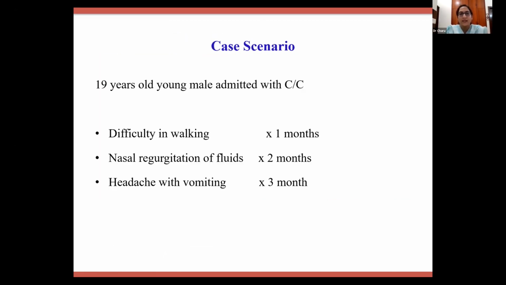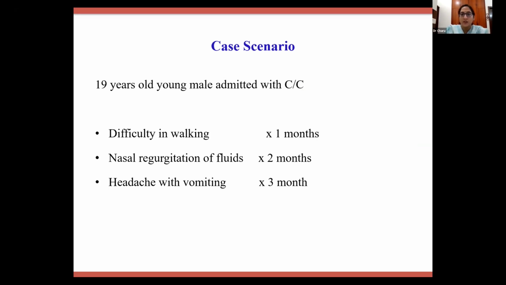So coming to a case scenario, we have a 19 years old young male admitted with chief complaints of difficulty in walking for last 1 month, nasal regurgitation of fluids for last 2 months, headache with vomiting for last 3 months. So from the chief complaints, we can see the patient has difficulty in walking. It can be either sensory or motor ataxia.